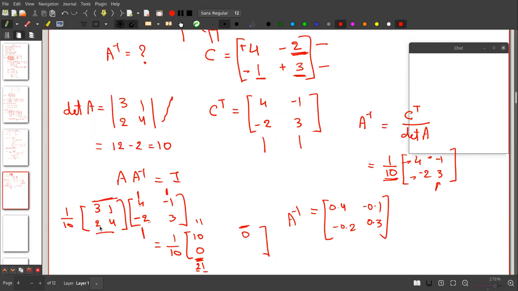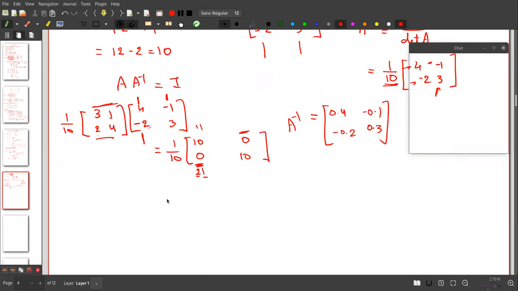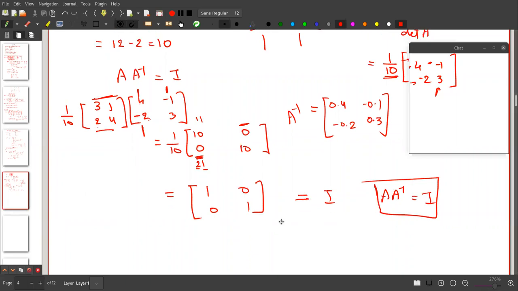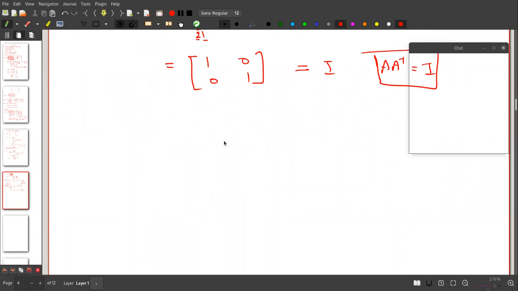And next one you calculate minus 2 plus 12 is 10. So you see 1 by 10 inside 10 10. So if you divide 1 by 10 to 10 10, it gives 1 0 0 1, because 10 divides to each element. So it says that if you multiply some matrix by its inverse, it gives you the identity matrix, and it's the verification of it. So this was the 2 by 2 case.